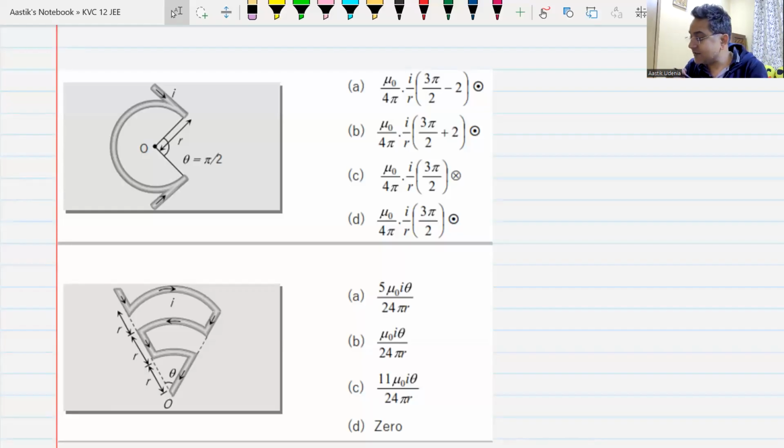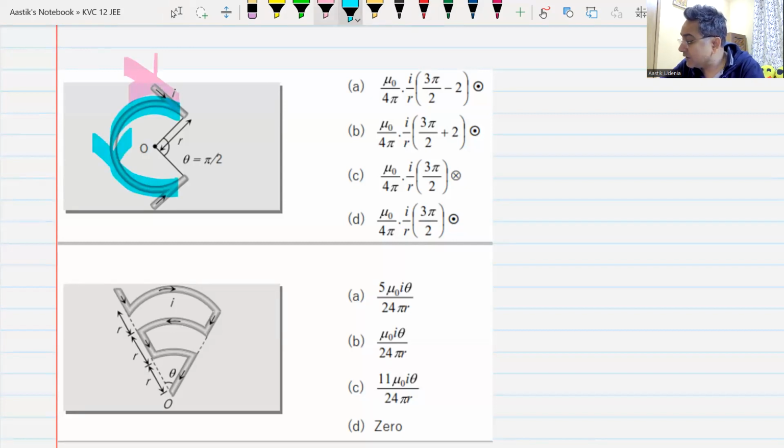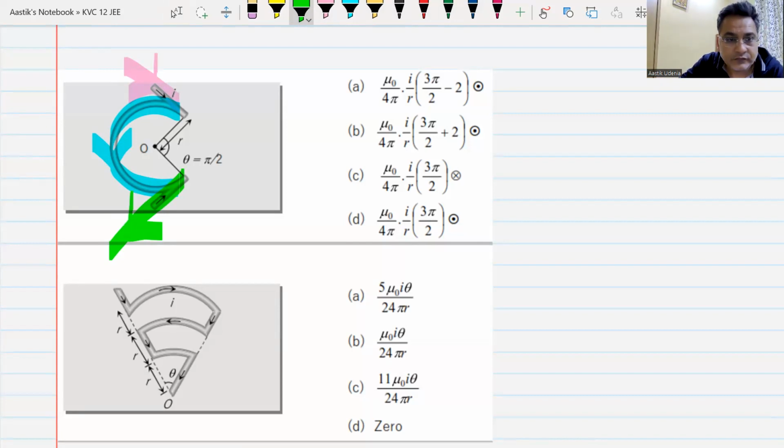So you make the direction like this. The current is coming from here, pink one. Then it is going like here, blue one. And then it is going out here like this. The direction of the arrows of current is given ulta. So you just make it like this. Okay.